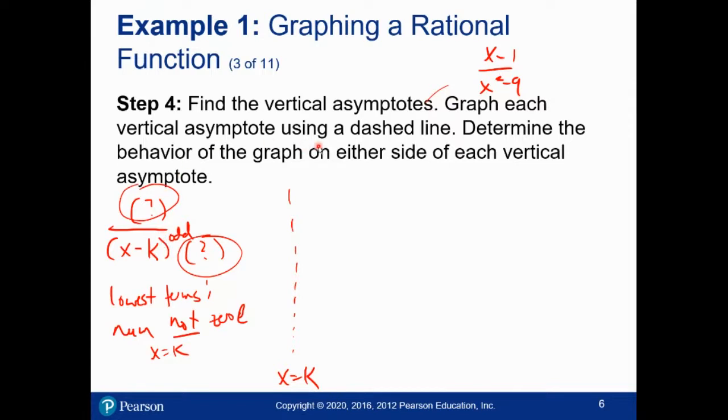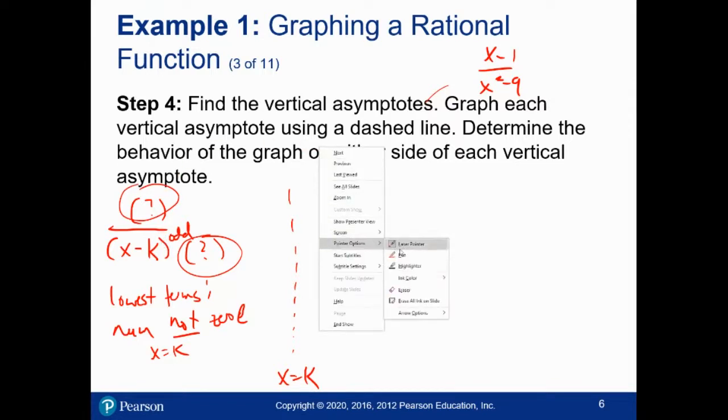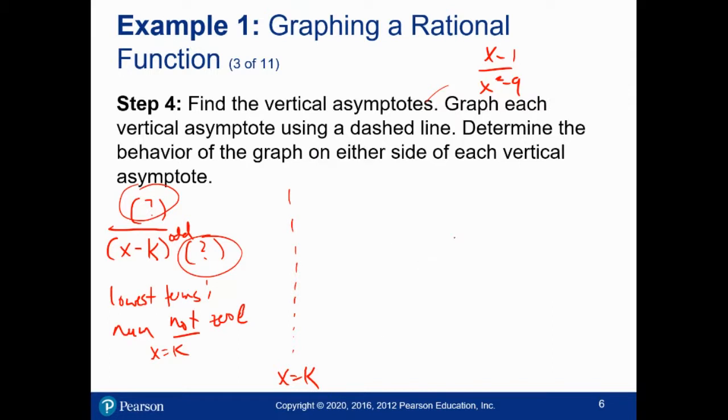In other words, depending on whether x is just a little bit smaller or bigger, just a bit smaller or just a bit bigger than k causes the function to change from positive to negative.